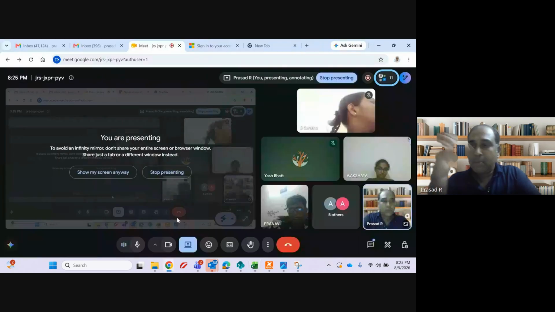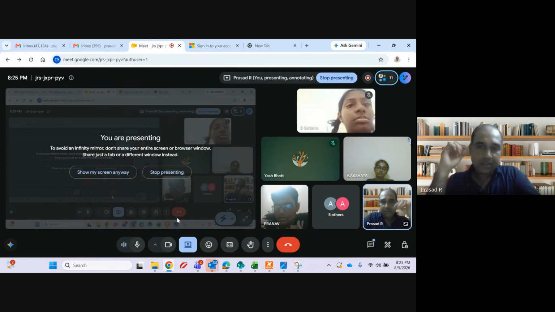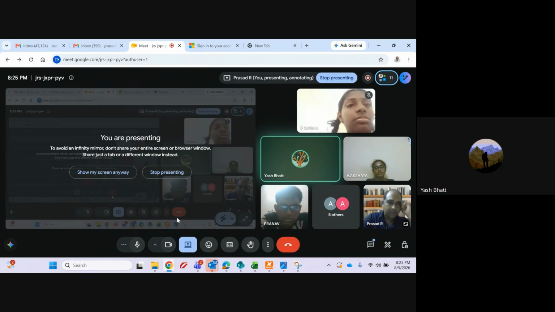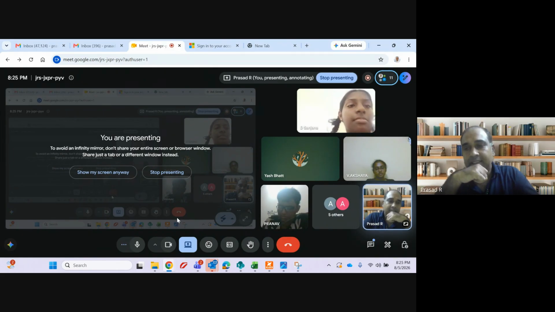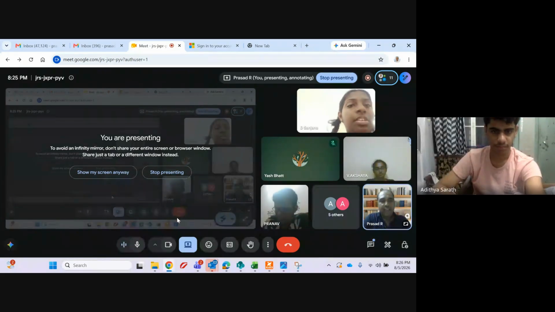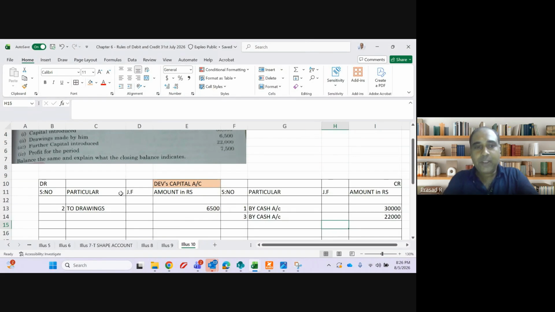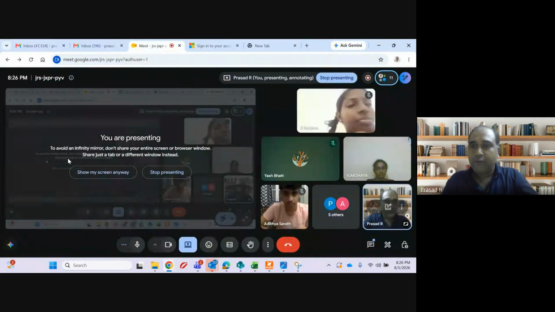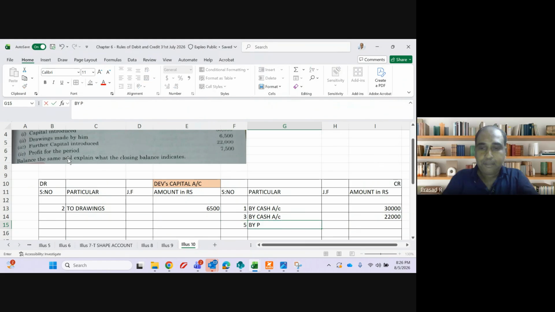Now, if you remember the accounting equation, whenever there was an income, the capital was increasing or decreasing? Increased. Whenever there was an expense, the capital was decreasing or increasing? Decreasing. For expense, capital was decreasing; for income, capital was increasing. Now they have mentioned profit for the period. When I make a profit, my capital will increase or decrease? Increase, by profit and loss account.